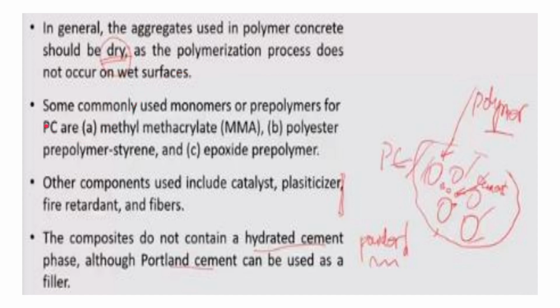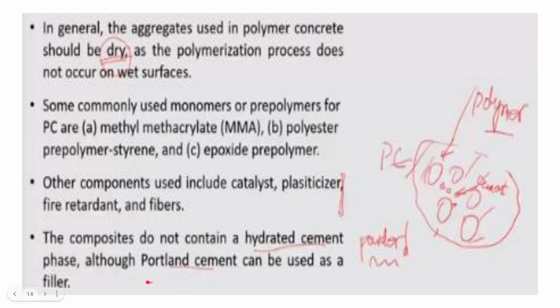Some commonly used monomers or pre-polymers of PC are methyl methacrylate, that is MMA, polyester prepolymer styrene, and epoxide prepolymer. Other components which can be used include catalyst, plasticizer, fire retardant, and fibers.